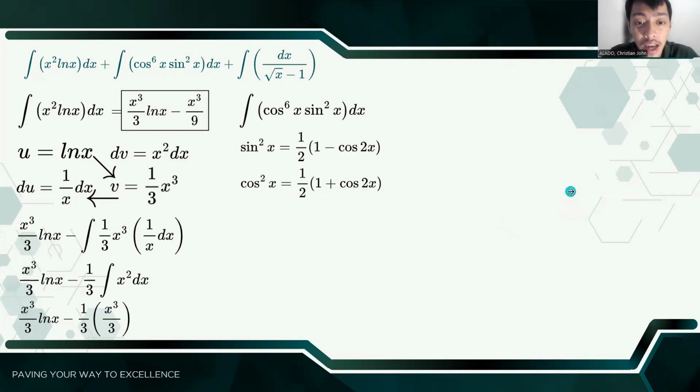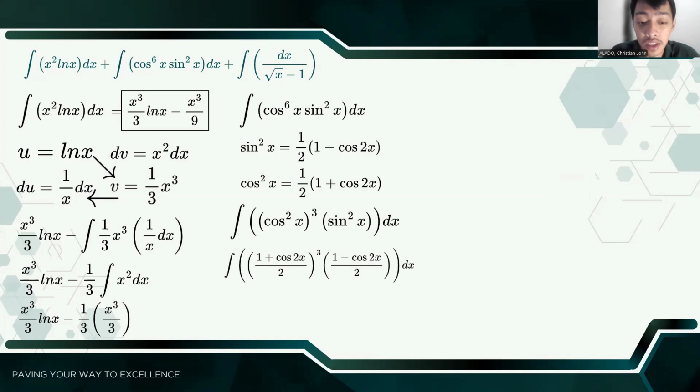Now, we have to factor out cos squared x from our cos raised to 6x, and we do that by raising cos squared x to 3, then multiplying it to our sine squared of x dx. Now, let us substitute our values for cos squared x and sine squared x from the identities that we have, which gives us 1 plus cos 2x over 2 cubed and 1 minus cos 2x over 2 dx.